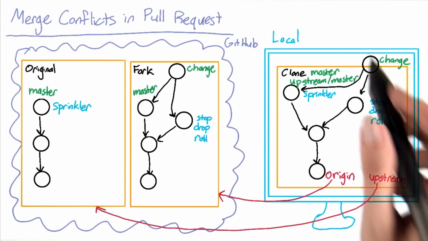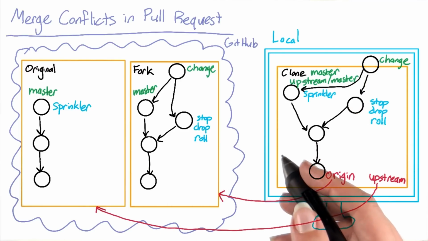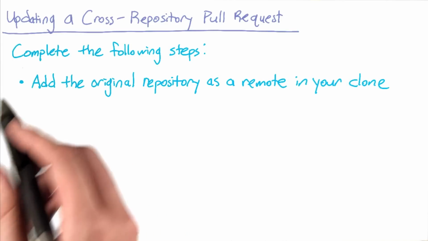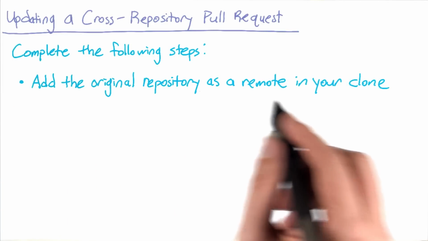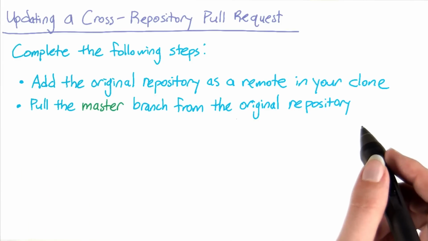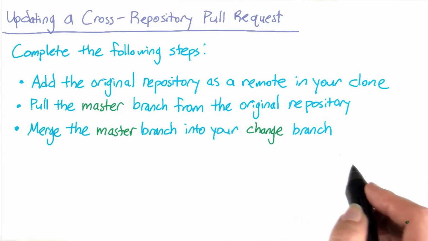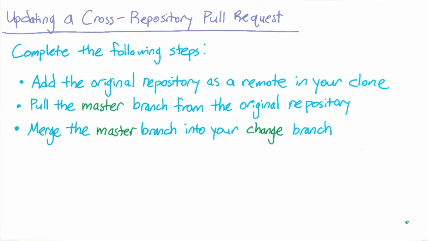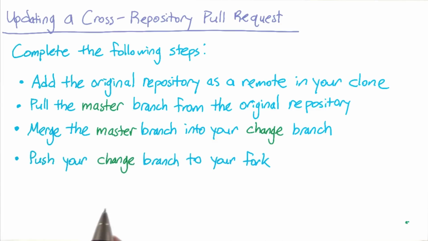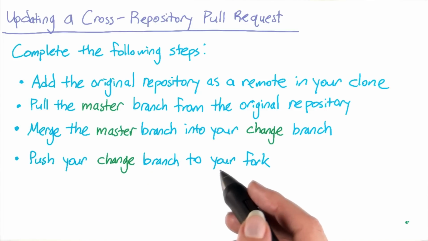Now, since this whole process only contains commands that you've already learned, I want you to try doing this on your own before I demonstrate how to do it on the command line. As a reminder, the steps you'll need to carry out are: first, add the original repository as a remote in your clone. Next, pull the master branch from the original repository into your clone's master. Merge the master branch into your change branch locally, and resolve any merge conflicts. And finally, push your change branch to your fork, which will automatically update your pull request. If you run into trouble, I'll demonstrate how to carry out this process in the solution.